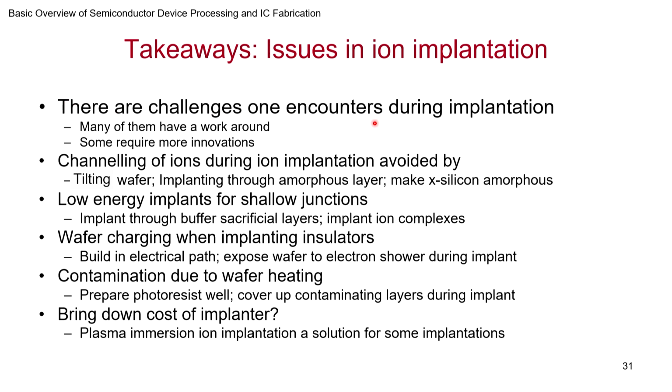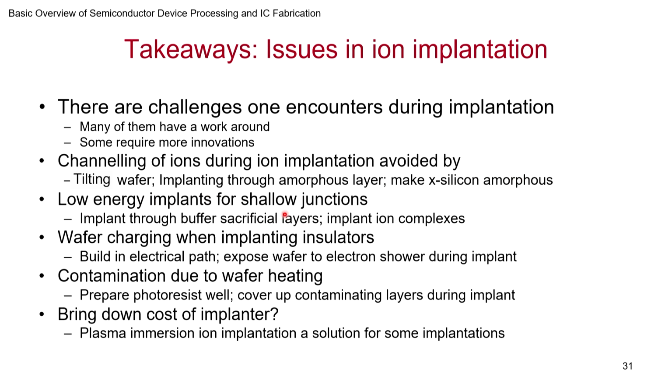There are challenges one encounters during implantation, and many of them have a workaround, and some require more innovations. They may not be the final solution. Channeling is a big issue. Tilting the wafer, implanting through an amorphous layer, making crystalline silicon amorphous. These are simple tricks. Why are these being said? These are ideas that people have come up with, and you can often use them in other situations as well.